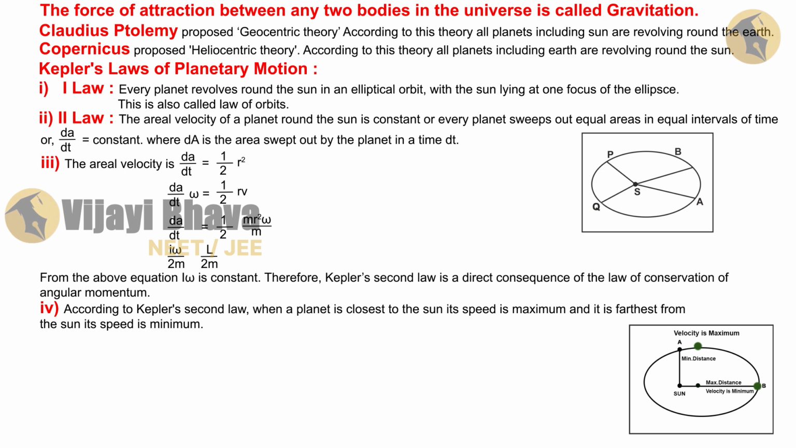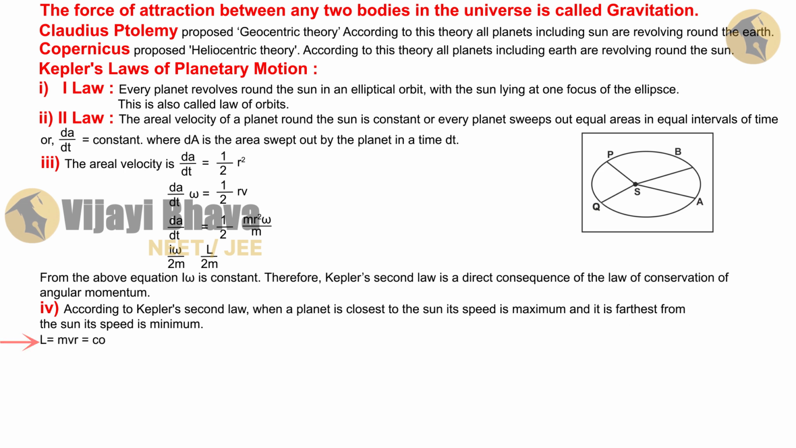Hence, we can write angular momentum L is equal to m v r is constant, otherwise v r is constant. Thus, V1 R1 is equal to V2 R2. Here, V1 and V2 are the velocities of the planet, whereas R1 and R2 are the distances from the sun respectively. Moving on to Kepler's third law, it is also called the law of periods.